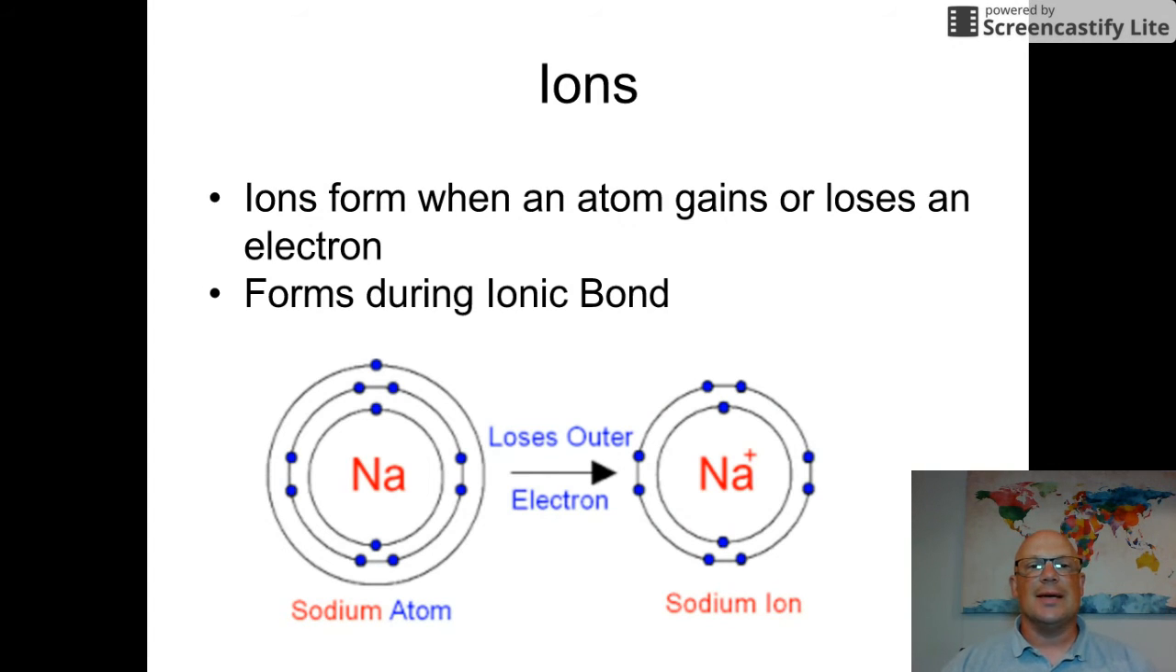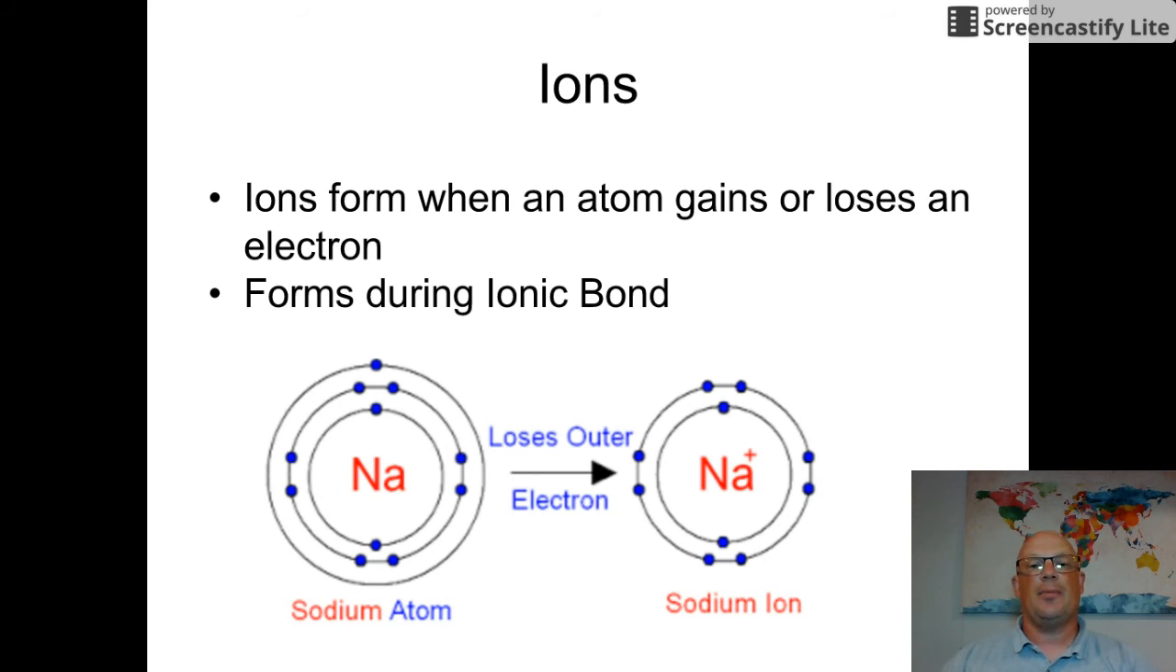Last thing we're going to talk about today is ions. Ions form when an atom gains or loses an electron, and it forms during an ionic bond. When two elements are bonding together, one will lose an electron, the other gains electrons. You see an example here of sodium. Sodium's in that first group or family, first column on the periodic table. You see it has 11 electrons. On the left-hand side of your screen there's a complete neutral sodium atom. It has 11 electrons to match its 11 protons. It wants to get rid of that so that it can have a full outer ring.